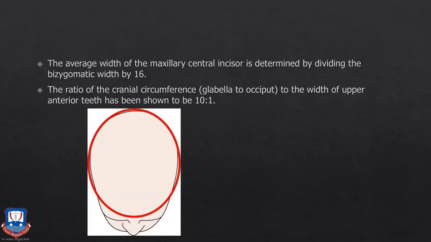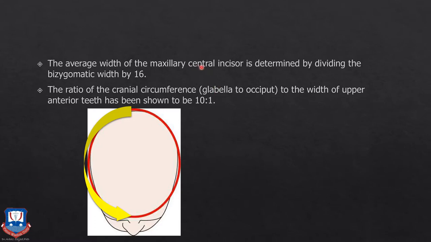Another measurement is a measurement of the circumference of the head. It is stated that the circumference of the head between the glabella and the occiput is a guide for determining the width of the maxillary central incisor. So once we measure the circumference from the glabella to the occiput, we divide this by 16 and we get the measurement for the maxillary central incisor.